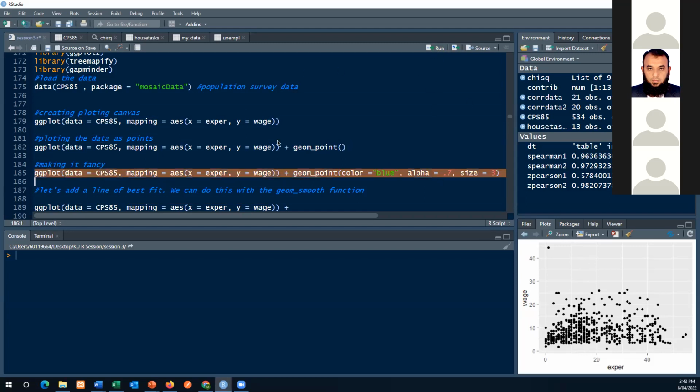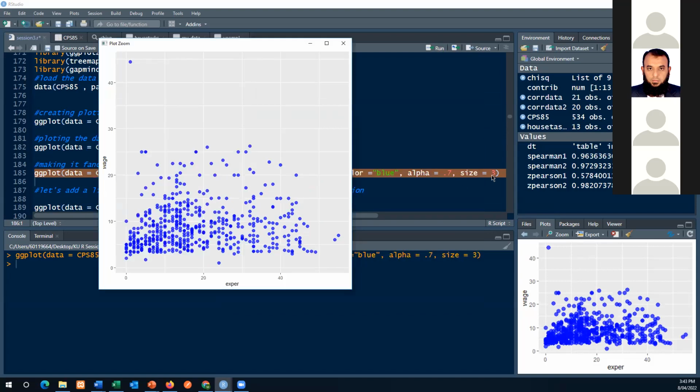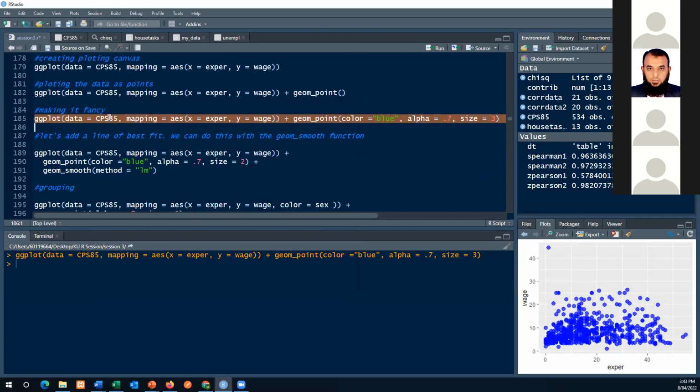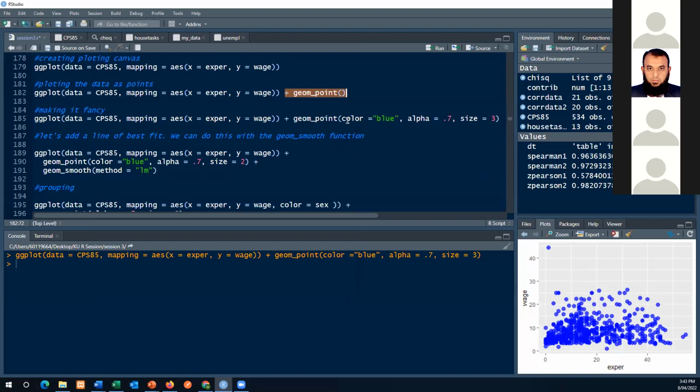So you can see that now the plot has become bluish, and the dot has become bigger because I have put this command size equals 3. If you put size equals 2 it will be smaller. Okay, so now we are customizing it, but you got the essence. First create a canvas with this, and then we are adding different aesthetics, different parameters, to make it better.